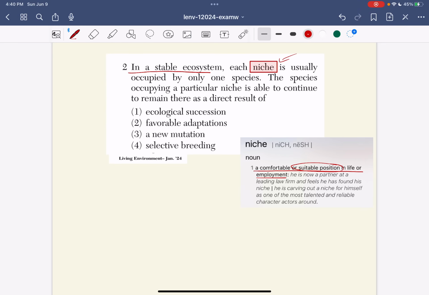In a stable ecosystem, each niche is usually occupied by only one species. The species occupying a particular niche is able to continue to remain there as a result of... Okay, why is it that certain animals live in certain places? Let's see. Is it because of ecological succession? No. If you don't know what that is, purchase my class.